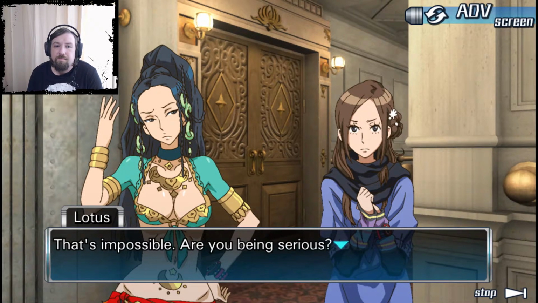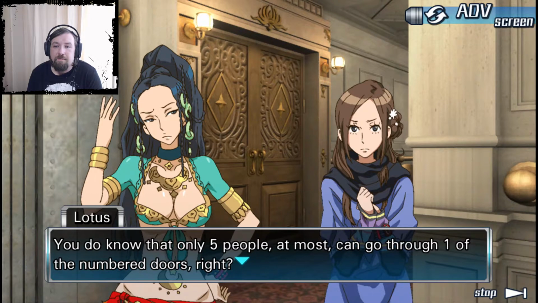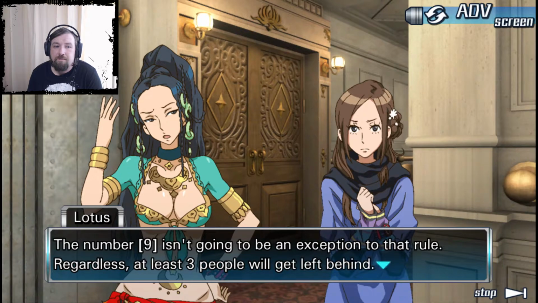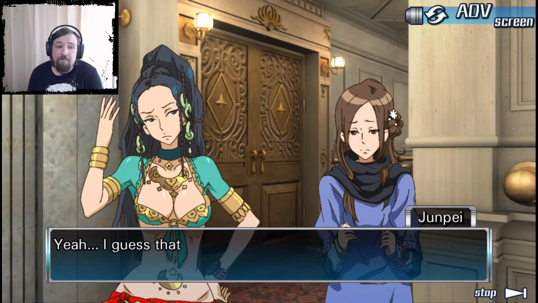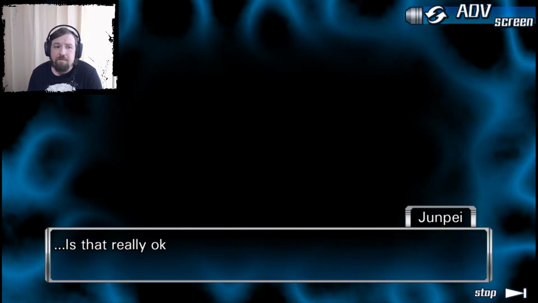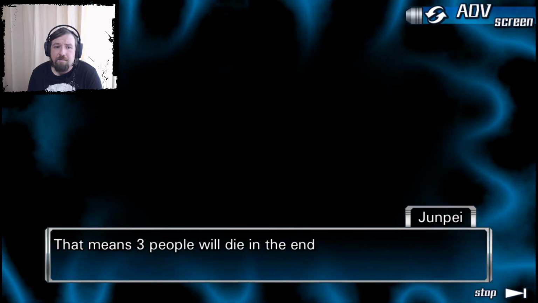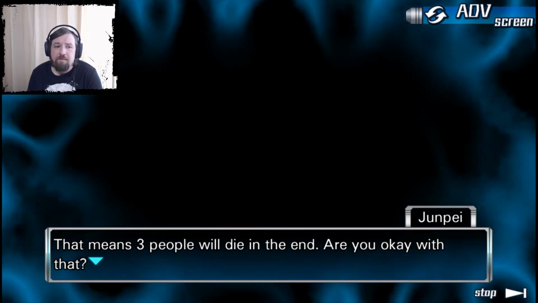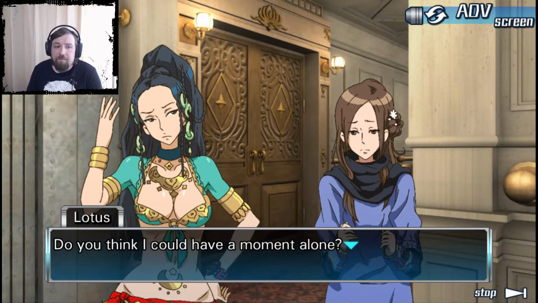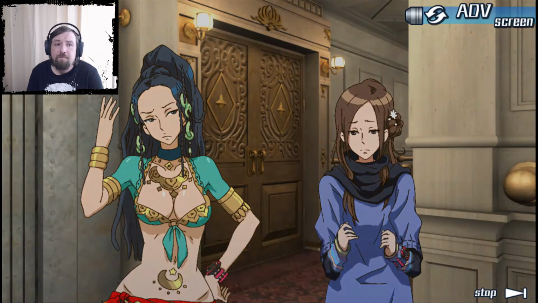That's impossible. Are you being serious? And you do know that only 5 people, at most, can go through one of the numbered doors, right? The number 9 isn't going to be an exception to that rule. Regardless, at least 3 people will get left behind. It's a good point. Yeah, I guess that makes sense. No. Wait just a second. You're skipping over a really big detail. Is that really okay? That means 3 people will die in the end. Are you okay with that? That's just... Do you think I could have a moment alone? There's some things I need to think about.